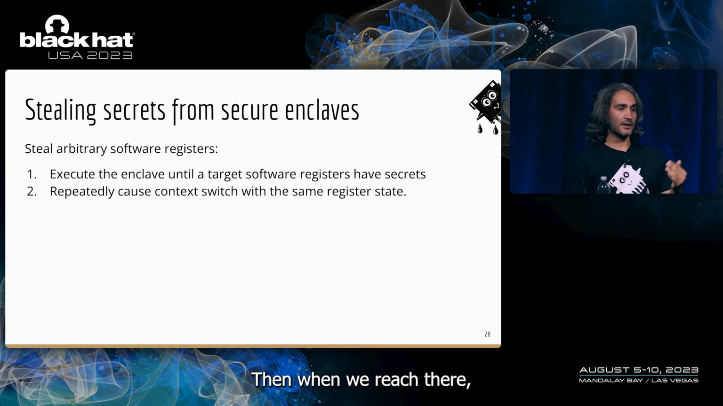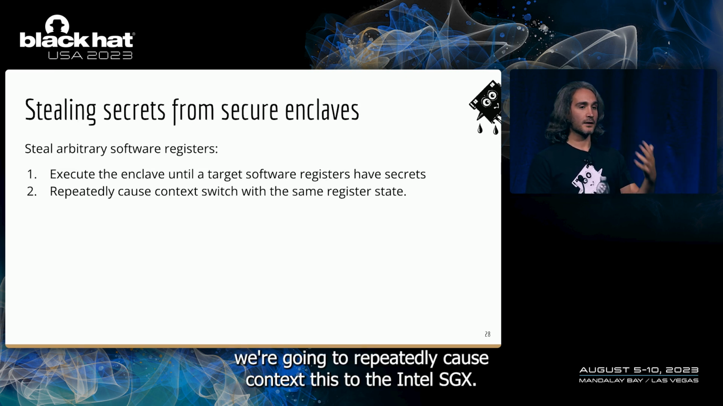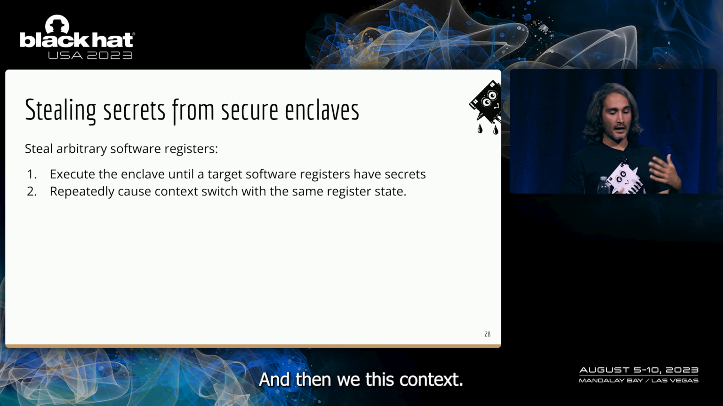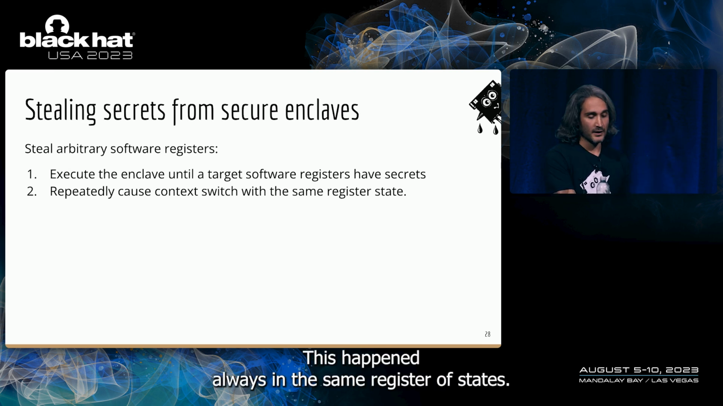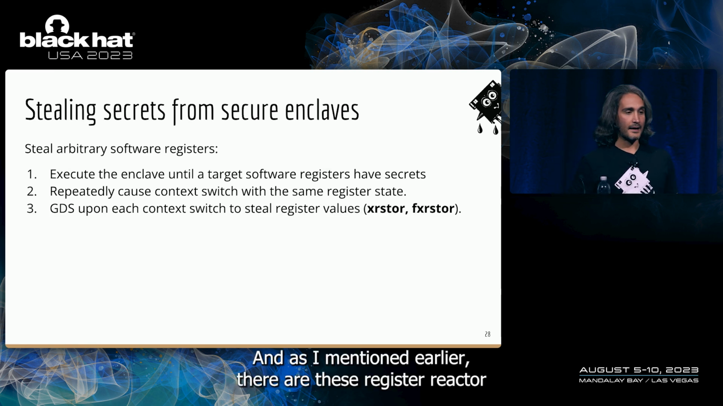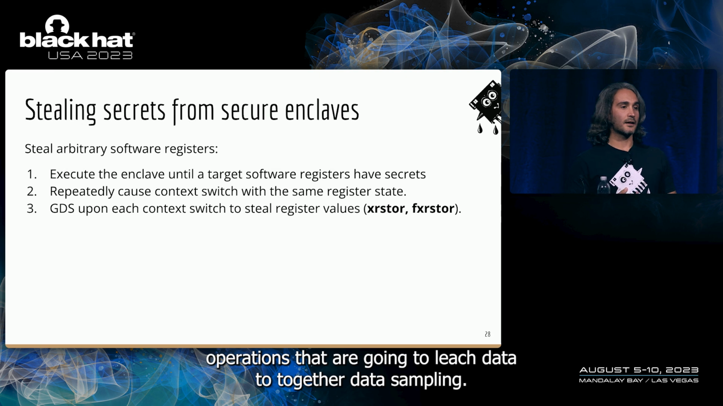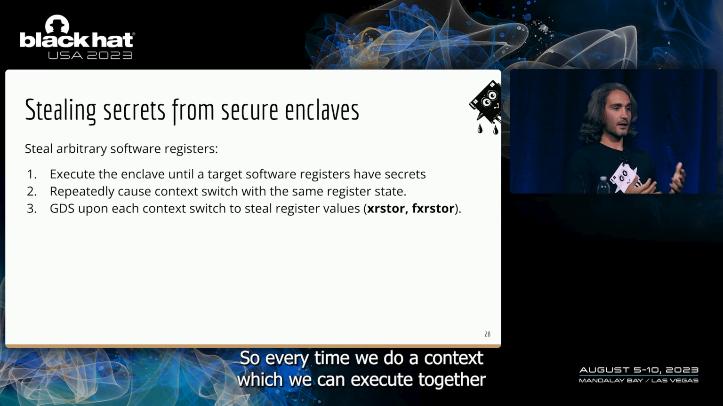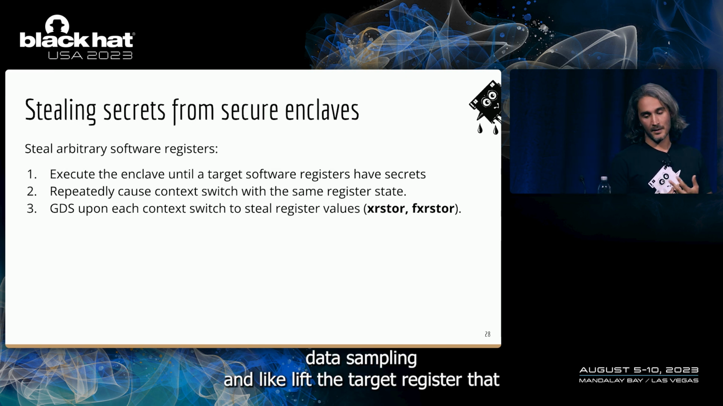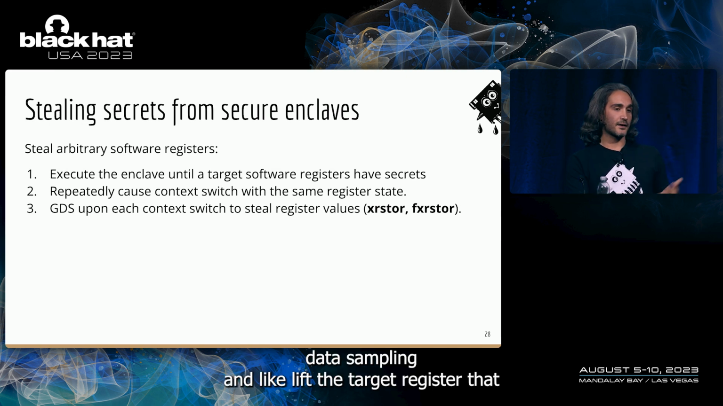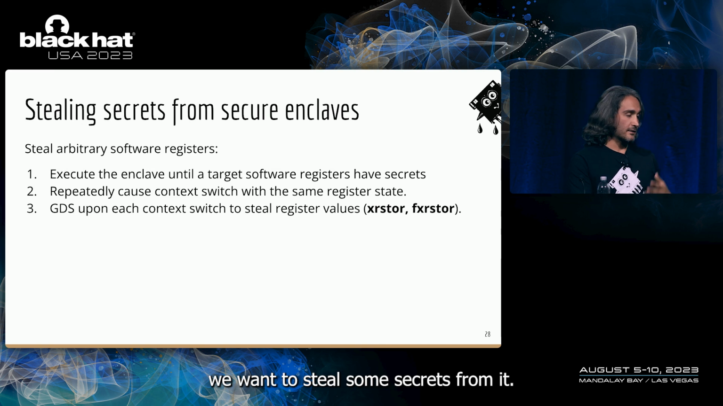Then when we reach there, we repeatedly cause context switches to the Intel SGX enclave, and this context switch always happens with the same register state. As I mentioned earlier, there are these register restore operations that are going to leak data to gather data sampling. So every time we do a context switch, we can execute gather data sampling and leak the target register that we want to steal a secret from.